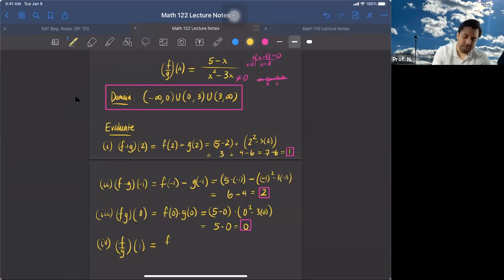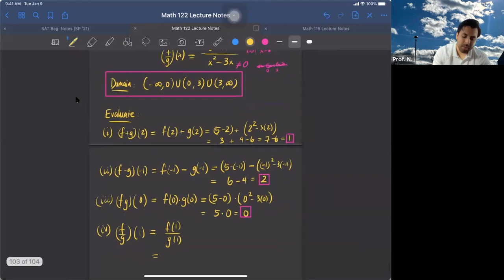f over g of 1 is the same thing as saying f of 1 divided by g of 1. What's f of 1? It's 5 minus 1. What's g? 1 squared minus 3 times 1. 5 minus 1 is 4. 1 squared minus 3 is 1 minus 3, which equals negative 2. So 4 over negative 2 equals negative 2. Done.